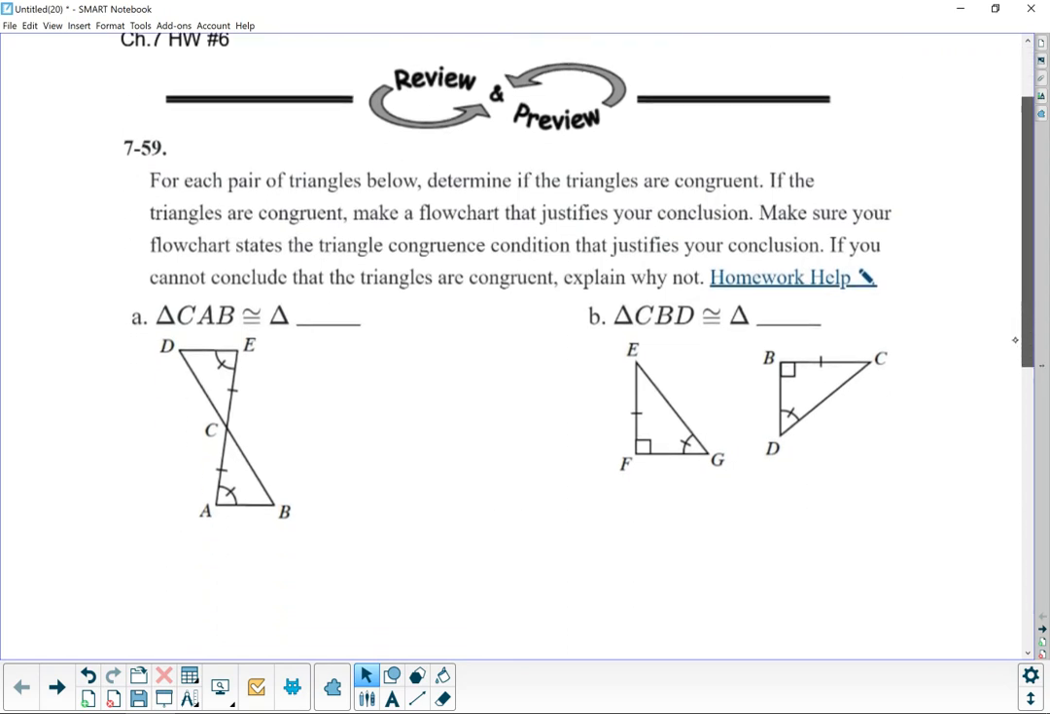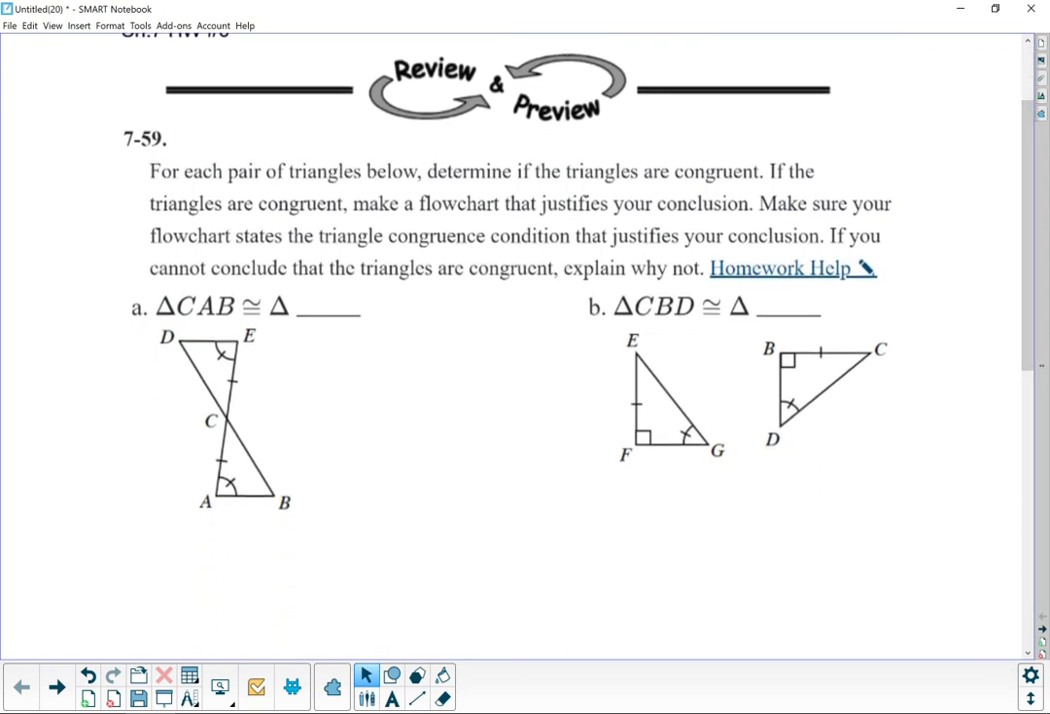Start with number 59. For each pair of triangles below, determine if the triangles are congruent. If the triangles are congruent, make a flowchart that justifies your conclusion. Make sure your flowchart states the triangle congruence condition that justifies your conclusion. If you cannot conclude that the triangles are congruent, explain why not.